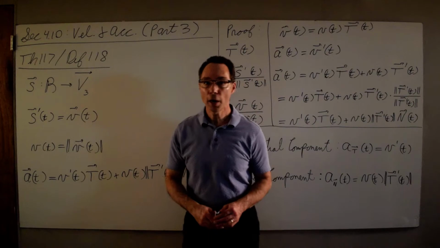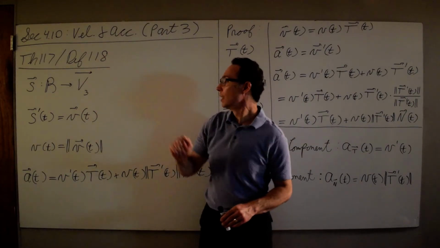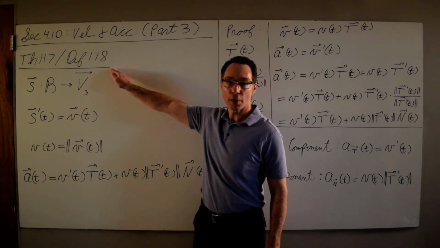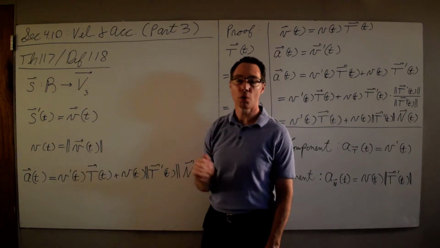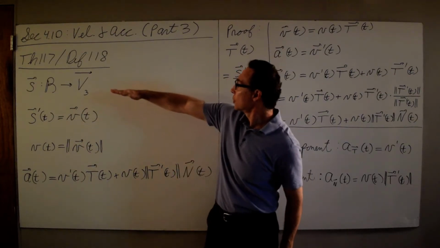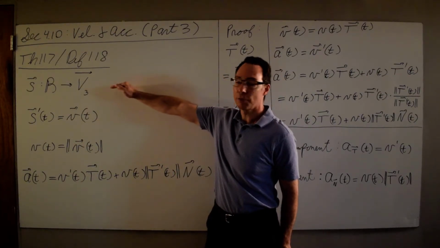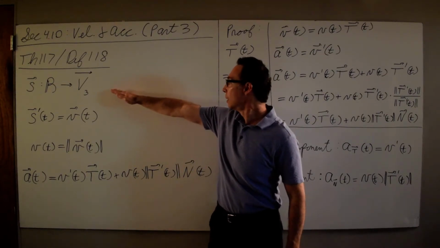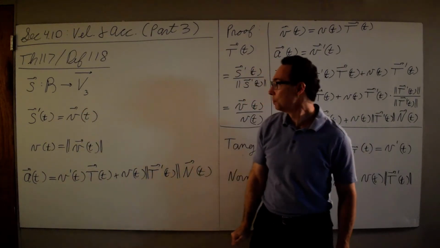This is the third video from section 4.10, Velocity and Acceleration. Here I'm going to talk about Theorem 117 and Definition 118 at the same time, essentially. So here's our situation. Again, we have a position function. It's a vector-valued function. Its domain is the reals. Its range, or its codomain, rather, is V3.